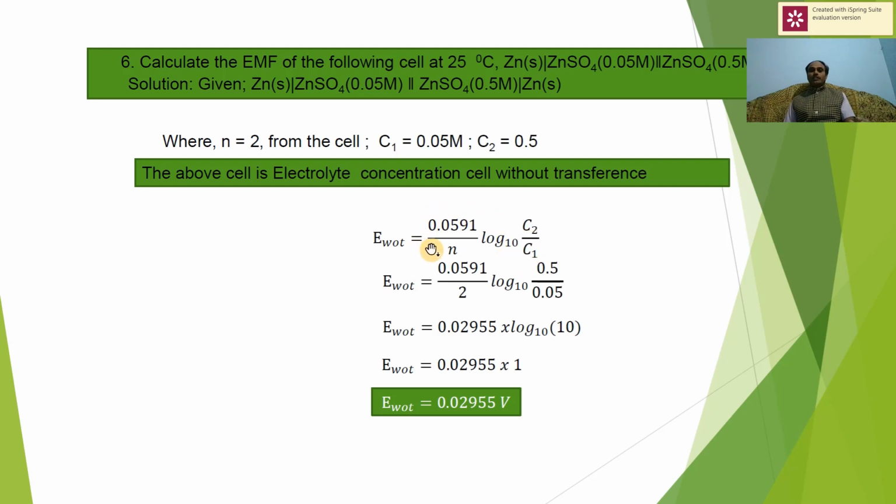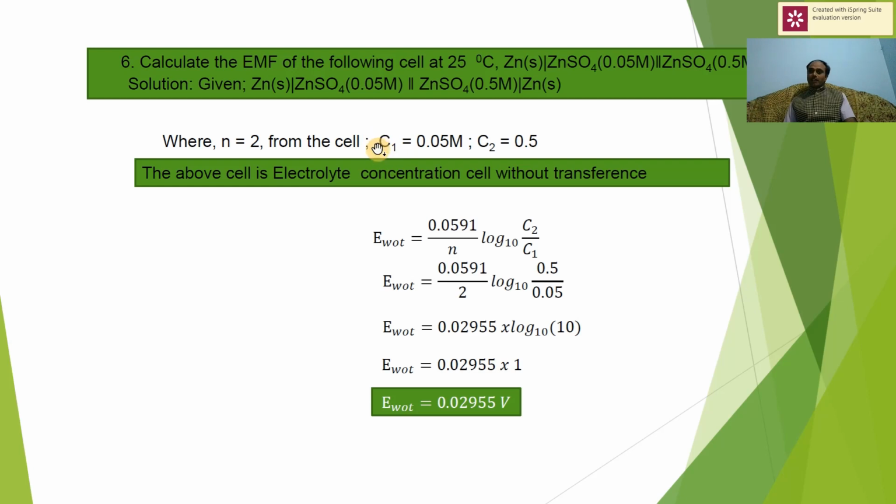Now, in this equation, what are the quantities given in the problem? You have to find N. N is equal to 2 definitely, because the ZnSO4 system has 2 electron transfer. Then, what is C2 and what is C1? Right hand electrode concentration is C2. Left hand electrode concentration is C1. Therefore, C2 divided by C1, C2 is 0.5, C1 is 0.05 molar. That is what I have written as the data here.